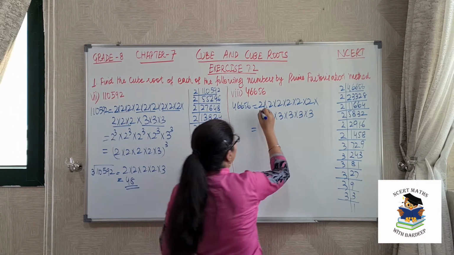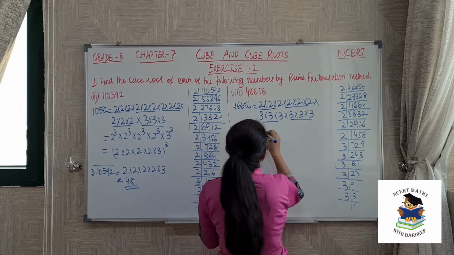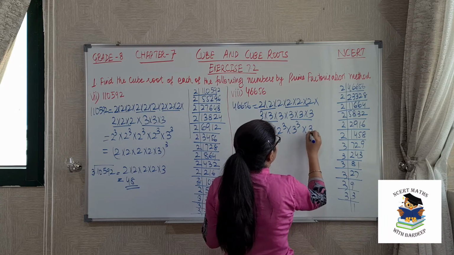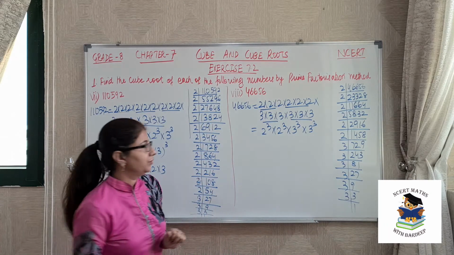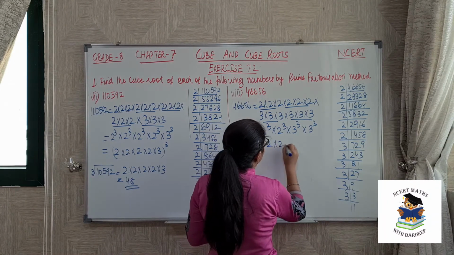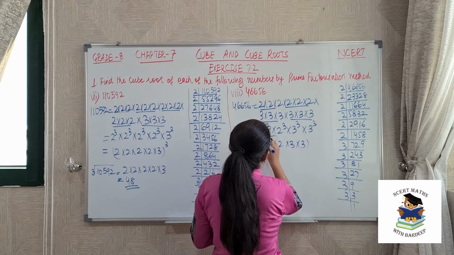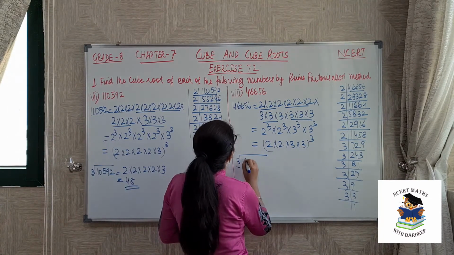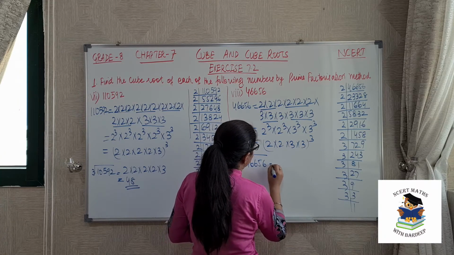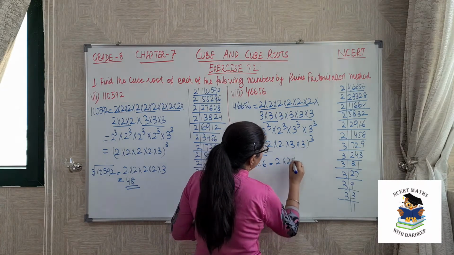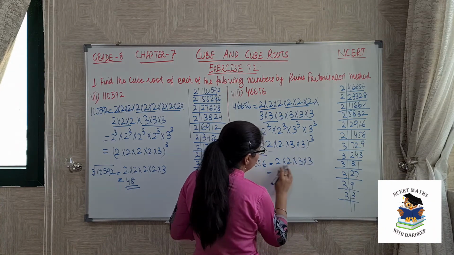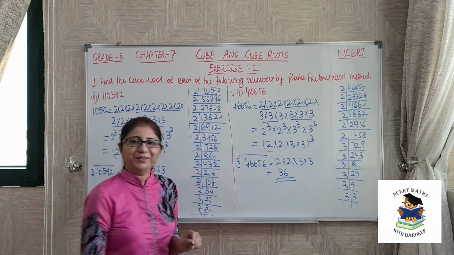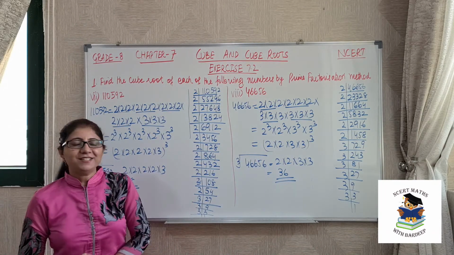Okay. So all are in groups of 3. So 2 raised to power 3, 2 raised to power 3, 3 raised to power 3 and 3 raised to power 3. So this can be written as 2 into 2 into 3 into 3 whole raised to power 3. So now the cube root of 46656 is 2 into 2 into 3 into 3. So 2 2s are 4, 4 3s are 12, 12 3s are 36. So the cube root of our given number is 36. So now let's see the next part.